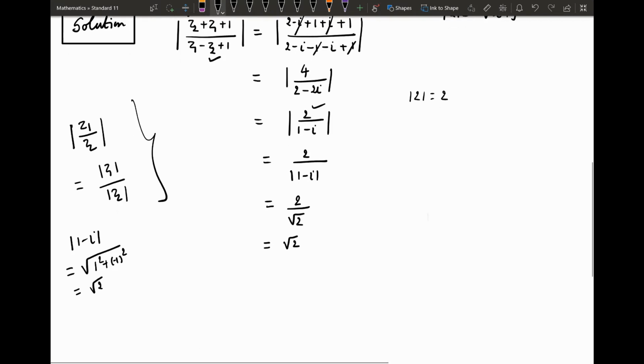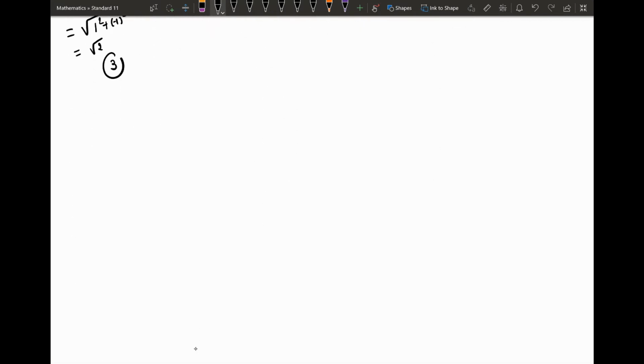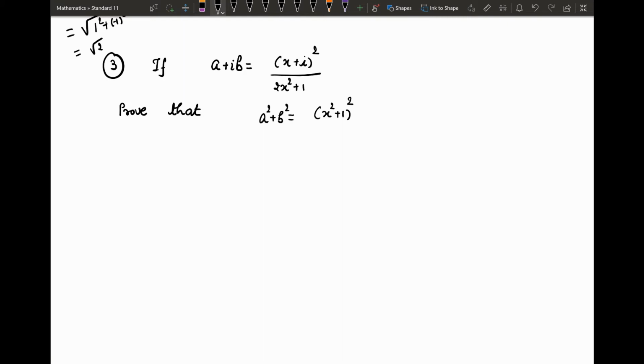Now we take the next example. If a plus ib equal to (x plus i) whole square upon 2x square plus 1, prove that a square plus b square equal to (x square plus 1) whole square upon (2x square plus 1) whole square.